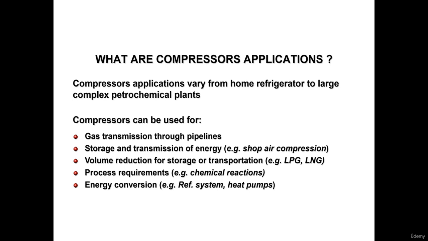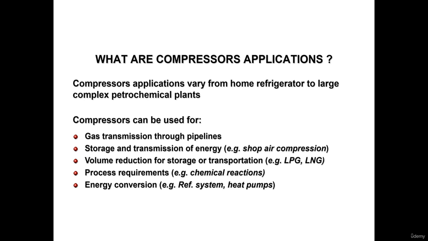Again, compressor applications vary from home refrigerators to large complex petrochemical plants. Compressors can be used for gas transmission through pipelines, storage and transmission of energy, and volume reduction for storage and transportation, like LPG, liquefied petroleum gas, and LNG, liquefied natural gas. As you know, natural gas by itself has a rigid supply chain. That means when you produce gas, you have to move it or store it, and when storing it, there is a refrigeration cycle because of boil-off.